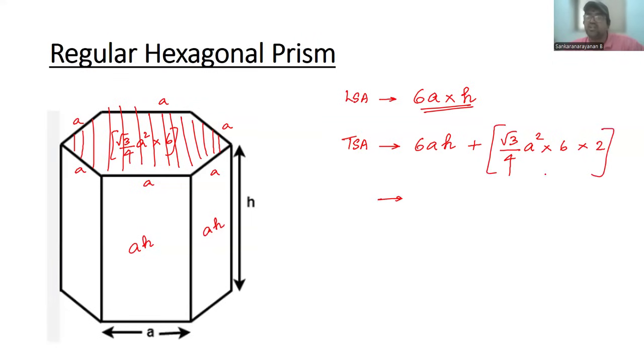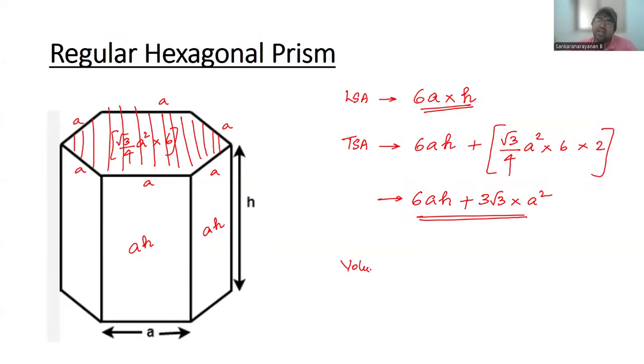If I simplify it, you can see that this will be coming as 6AH plus, 6 2s are 12, so it will be 3 root 3 into A square. Like that it will come. Got it? So this is our total surface area associated with this hexagonal prism. It will come like this: 6AH plus 3 root 3 into A square. I hope this explanation is clear to you.